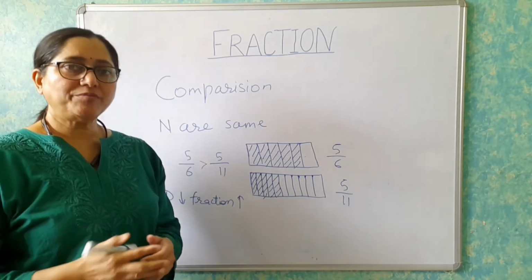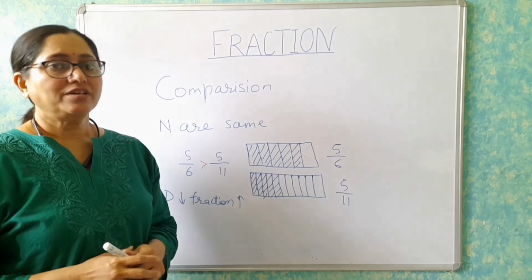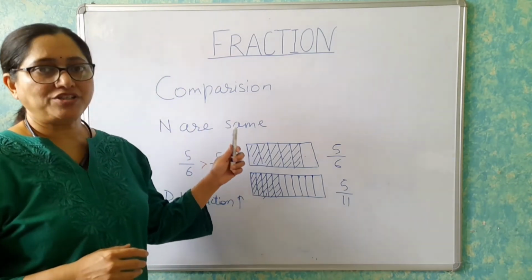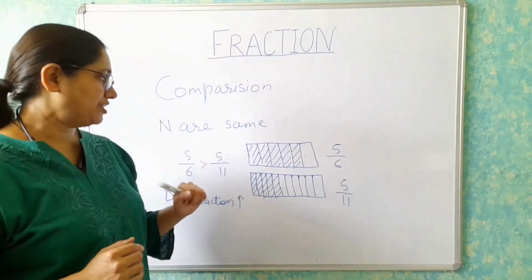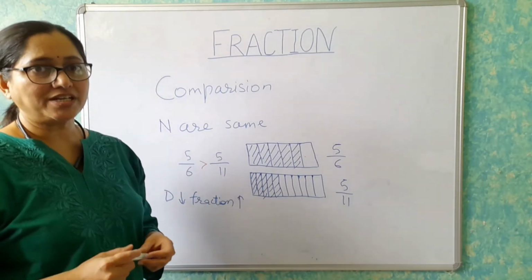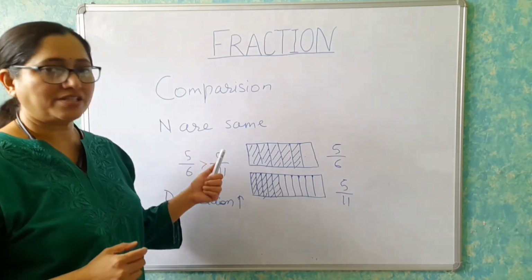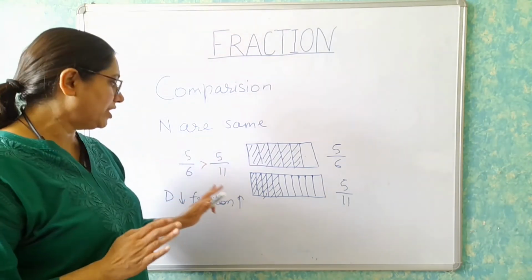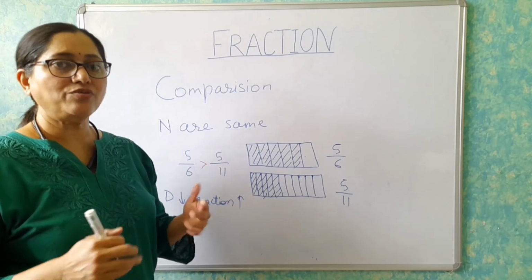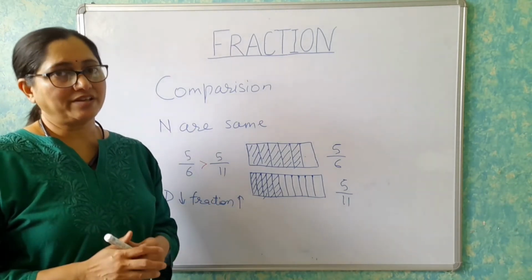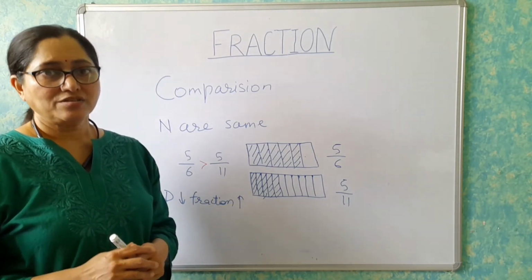So we have learned about different types of fractions and how to compare fractions by taking two conditions into consideration. First, when denominators are same, and second, when numerators are same. You don't have to do any kind of calculations. Just by looking at the fractions carefully, you can decide which fraction is greater and which fraction is smaller.